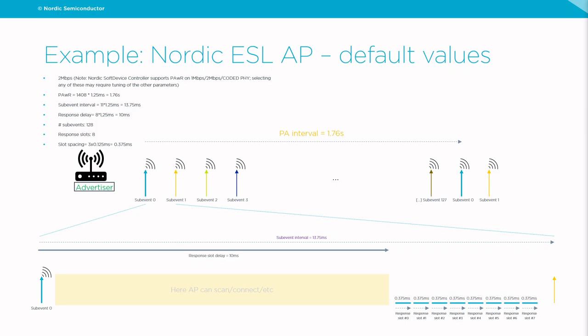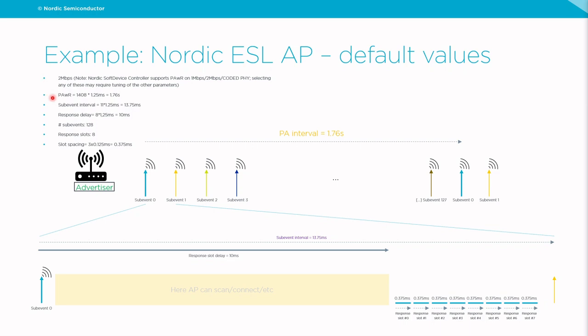The first one refers to the data rate that we are using. In our example, we have used the 2 megabit per second physical layer, but from a Bluetooth soft device controller point of view, Nordic can support PAwR also with different data rates. It's good to note that if you change these parameters, you will need to change other parameters as well, as we will see later.